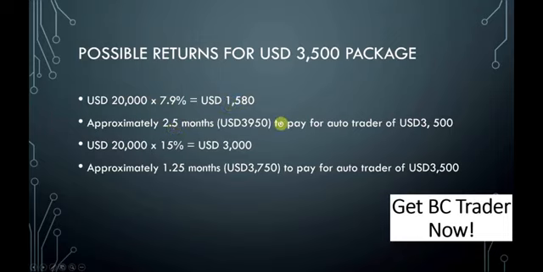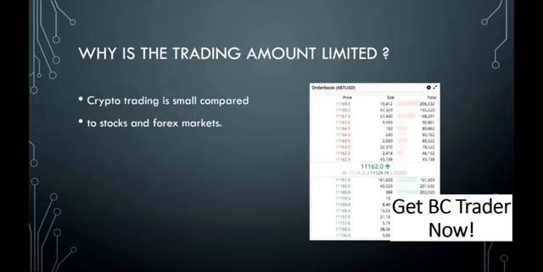Approximately 2.5 months, you will be able to pay for the auto trader, which basically means the other 9.5 months you will be in profit. And if it's 15%, it's only 1.25 months, approximately about 5 weeks. You'll be able to pay for your package of 3,500, and all the other months will be in profit. It's about 10.75 months. Yeah, somewhere around there. Okay, so this is roughly based on the previous output of the trading bot, what it could look like when it's ready to go.